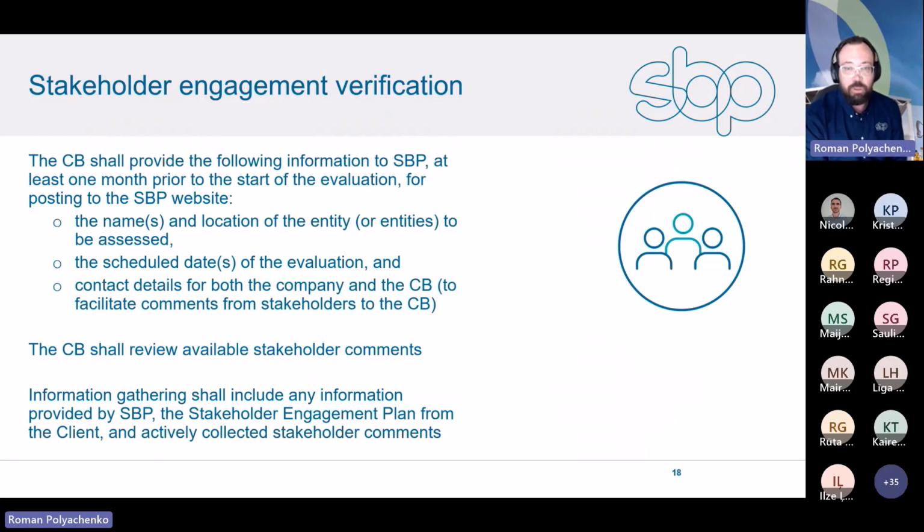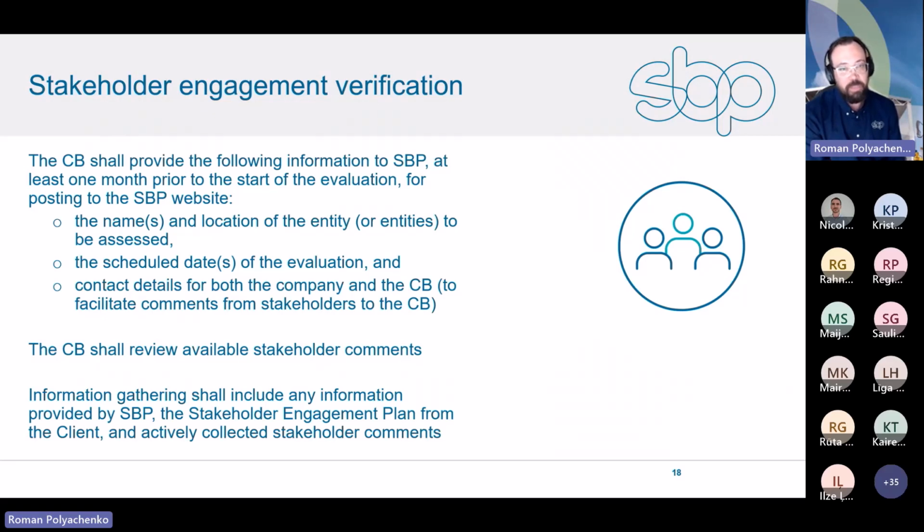This process wasn't very effective and could result in stakeholder fatigue. Standard 3 version 2 applies a smarter approach to the verification of stakeholder engagement. Firstly, we are asking certification bodies to inform SBP Secretariat about initial evaluations and re-evaluations, regardless of whether they have supply-based evaluation in the scope or not. And the certification body shall provide information to SBP at least 1 month prior to the start of the evaluation, which is the names and location of the entity, scheduled date, which can be preliminary because sometimes it's hard to have a specific date so much in advance, but it needs to be an approximate date, but quite well fixed. And then contact details for both the company and the certification body to facilitate comments from stakeholders.